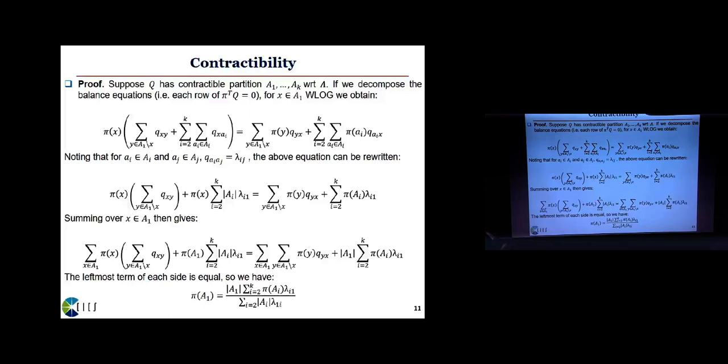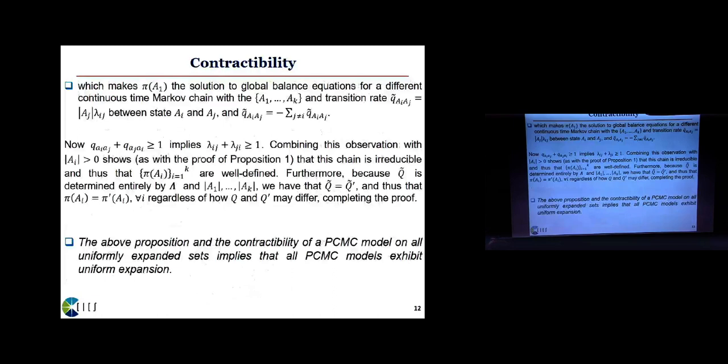The leftmost terms on each side are equal, so this one and this one. So we can get the pi A1, which makes pi A1 a solution to our balance equation. The above proposition and the contractibility of a PCMC model imply that the PCMC model exhibits uniform expansion.